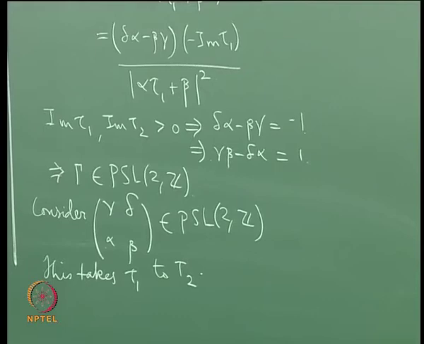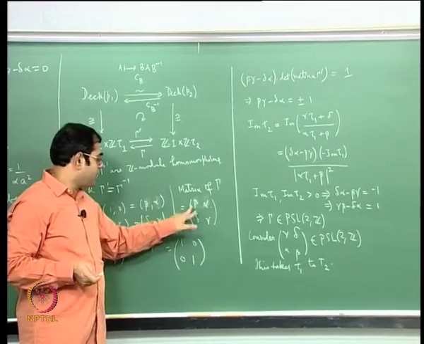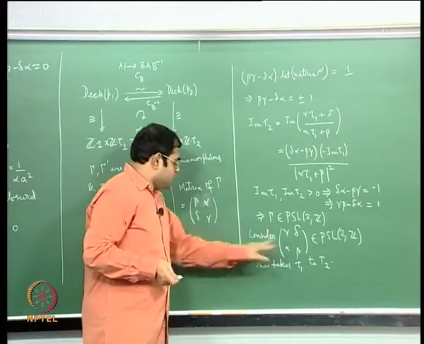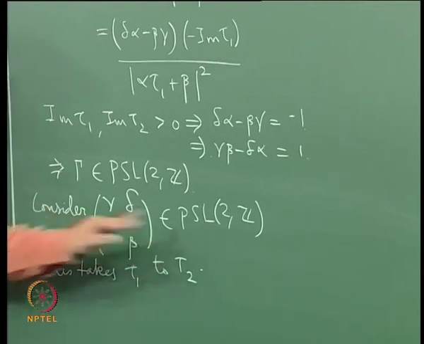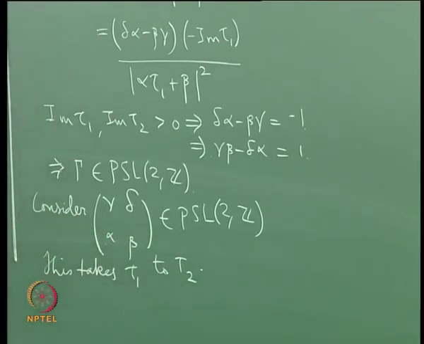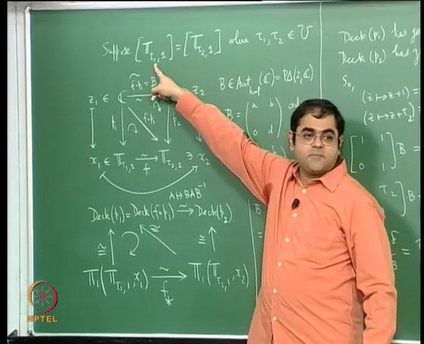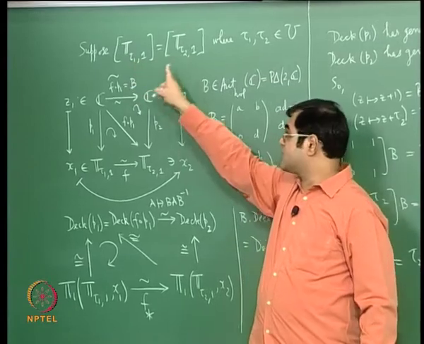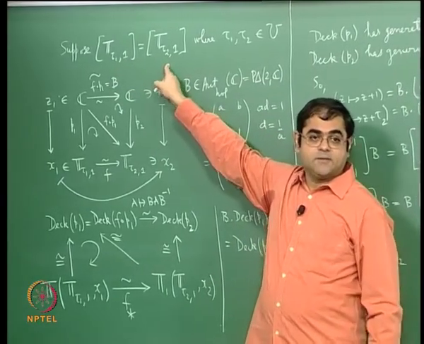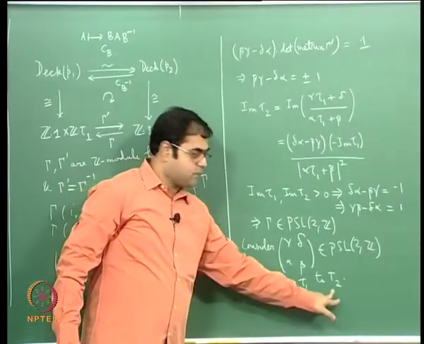If I had chosen these constants correctly, I would have directly got alpha beta gamma delta, but anyway it does not matter. The point is I have got an element of PSL2 which takes tau 1 to tau 2. So the upshot of the story is, if the complex torus defined by tau 1 in the upper half plane is isomorphic to the complex torus defined by tau 2, then there is an element of PSL2Z which takes tau 1 to tau 2.